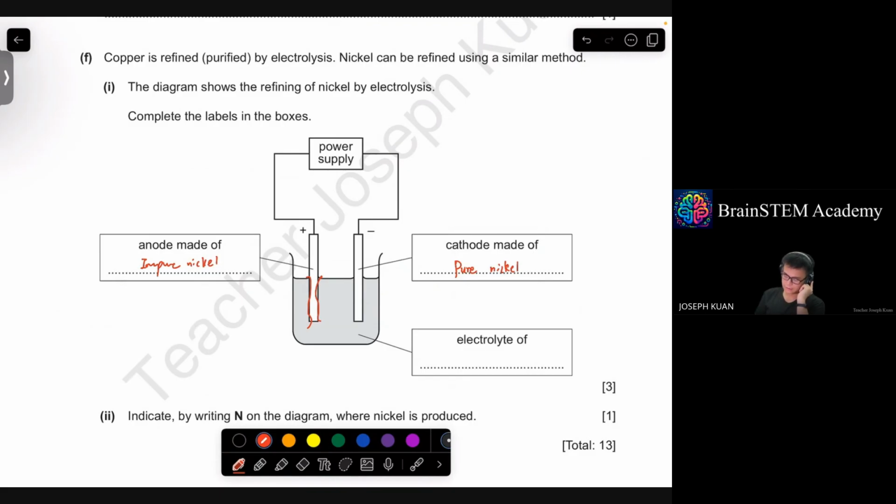And then for the electrolyte, we should just use something that contains nickel, right? We shouldn't introduce new metals into the solution, or else it's very messy. So maybe we can use, let's say, nickel nitrate or anything similar. So we can say a nickel salt, or nickel nitrate, for example.